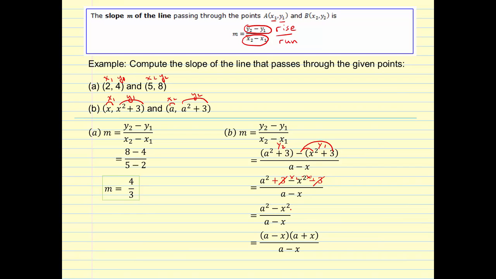So the a squared minus x squared can be factored because it's the difference of two perfect squares into a minus x times a plus x. And then we notice our a minus x factors cancel, and we're left with the slope of m equals a plus x.